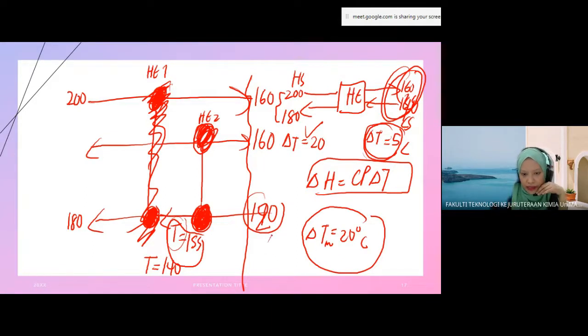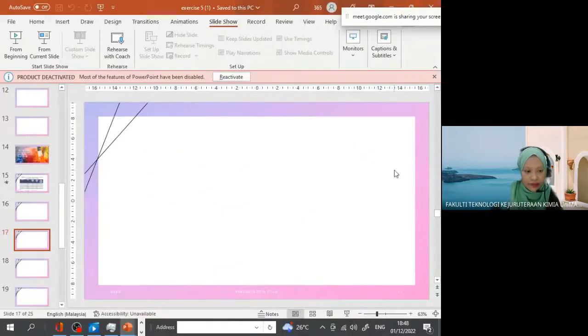Your delta T must be greater than or equal to delta T min. So the minimum one is 20. If 20, it is acceptable. Okay, that is the explanation for what you asked earlier. Who asked?